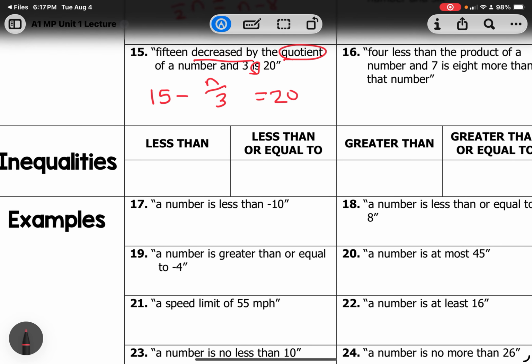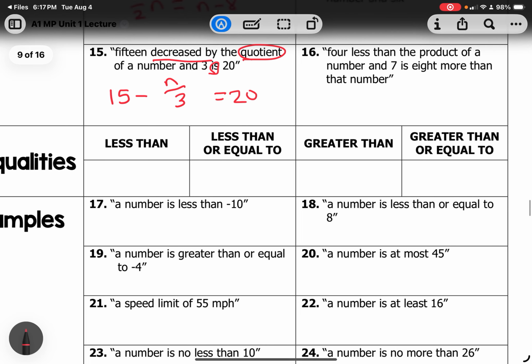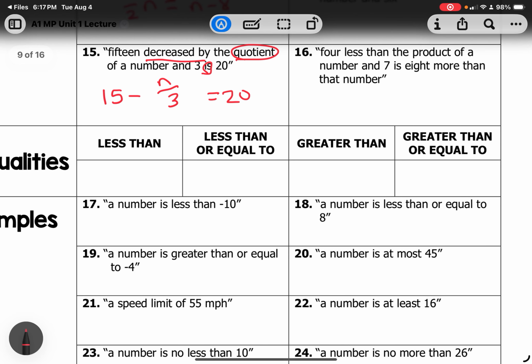On inequalities, that's when they're not equal to each other, but they are still related. So we have less than, or equal to, and that's going to be like that, greater than, and greater than or equal to. So those are our inequality symbols. Let's see if we can do these.